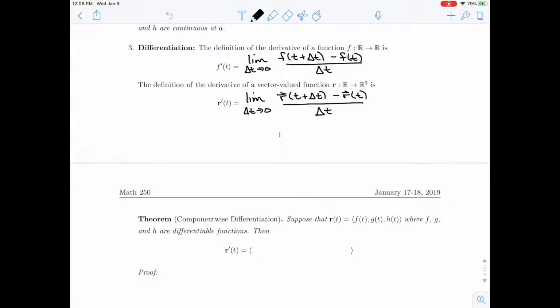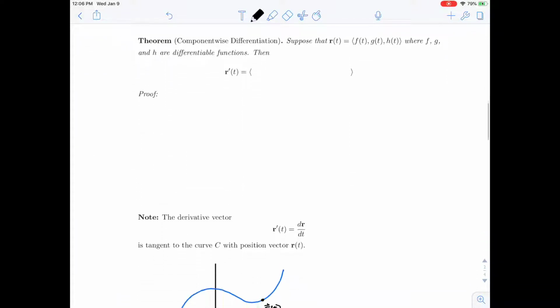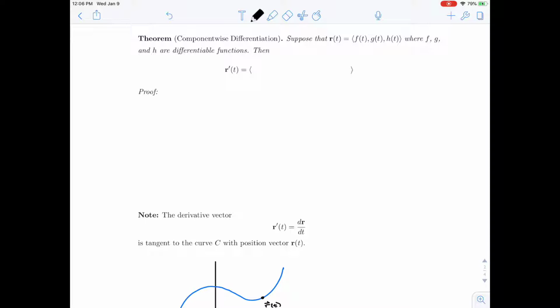Now, how will we then find derivatives of a vector valued function? Well, if we have a vector valued function r, which is equal to f of t, g of t, and h of t, where f, g, and h are differentiable functions, then the derivative of r of t is just the derivative of each of the component functions, f of t, g of t, and h of t. So we find derivatives by just finding the derivative of each one of the components. Now, why might that be true?